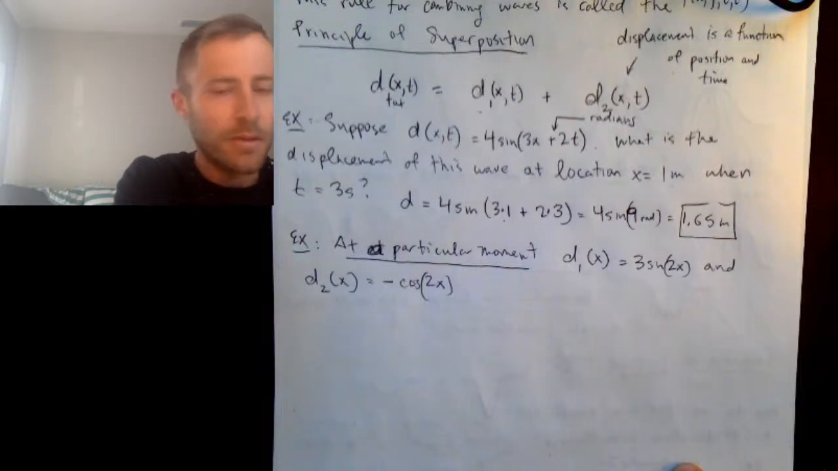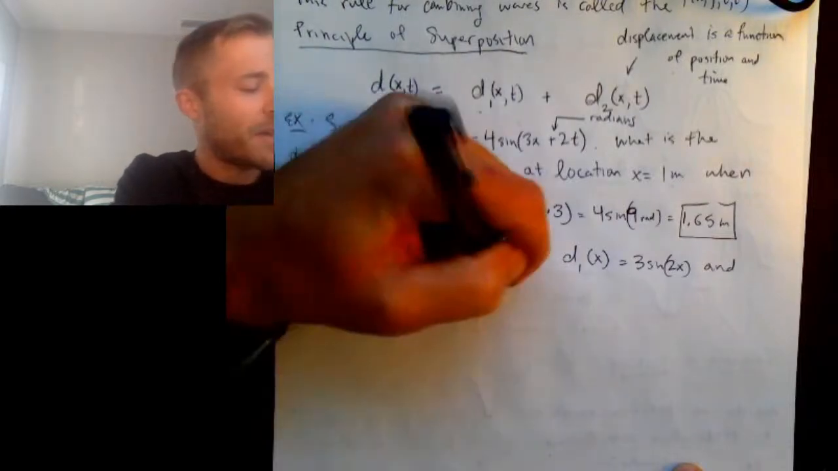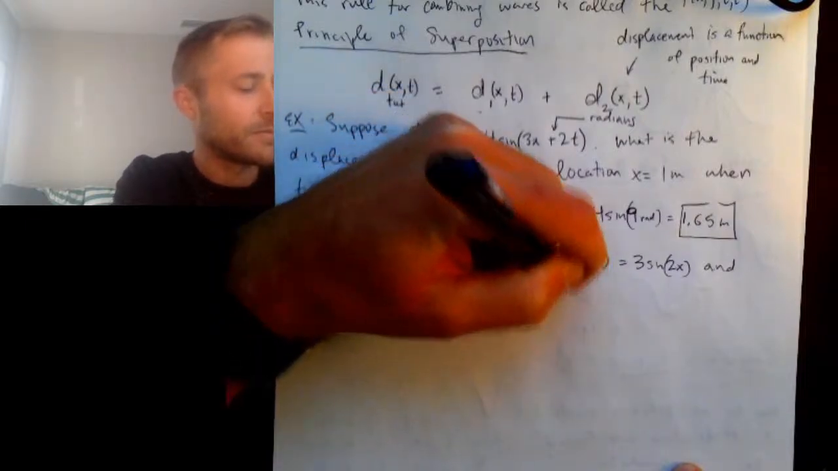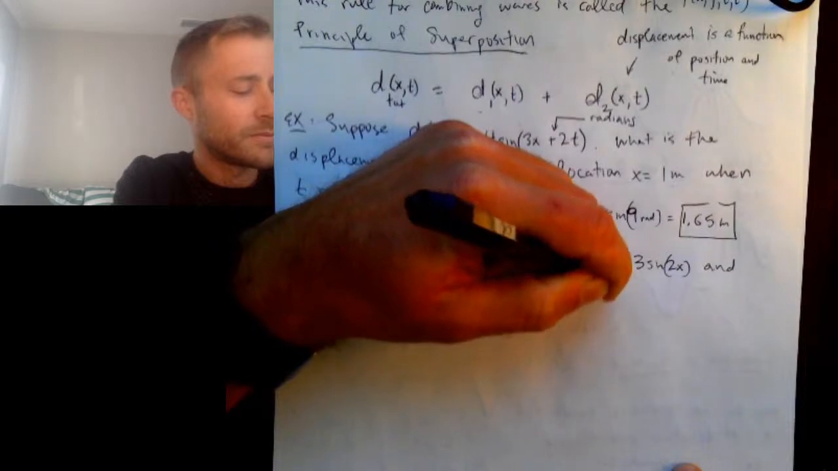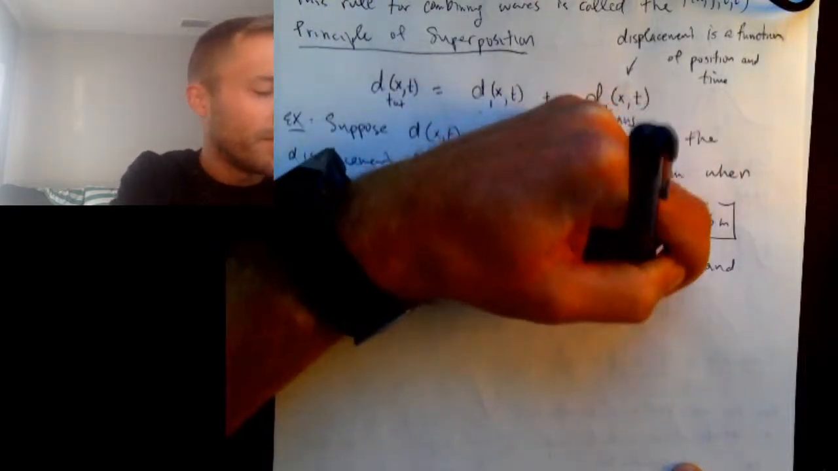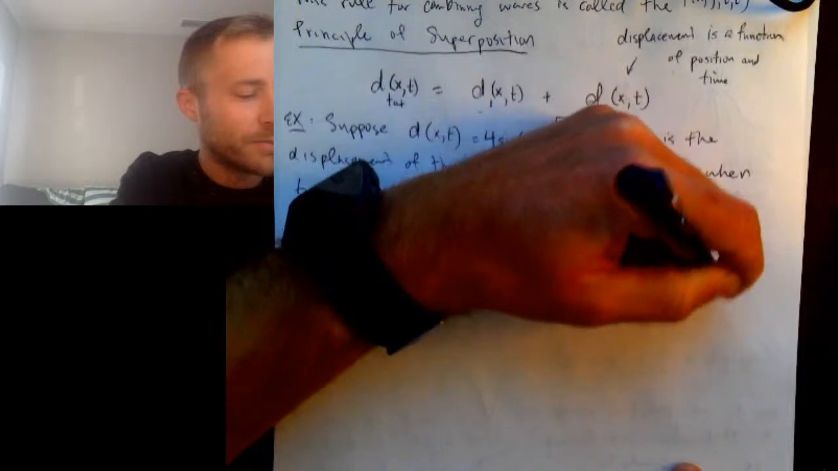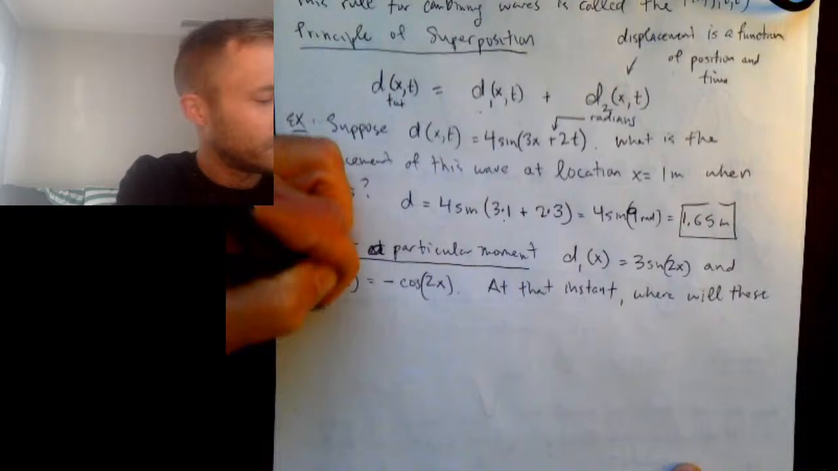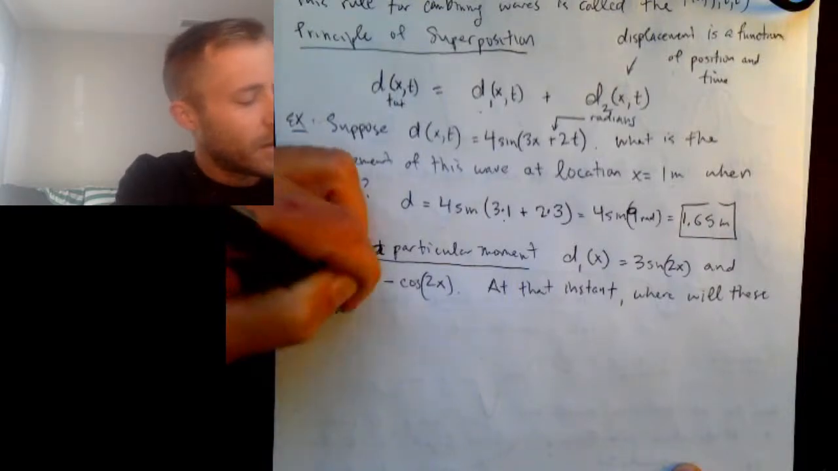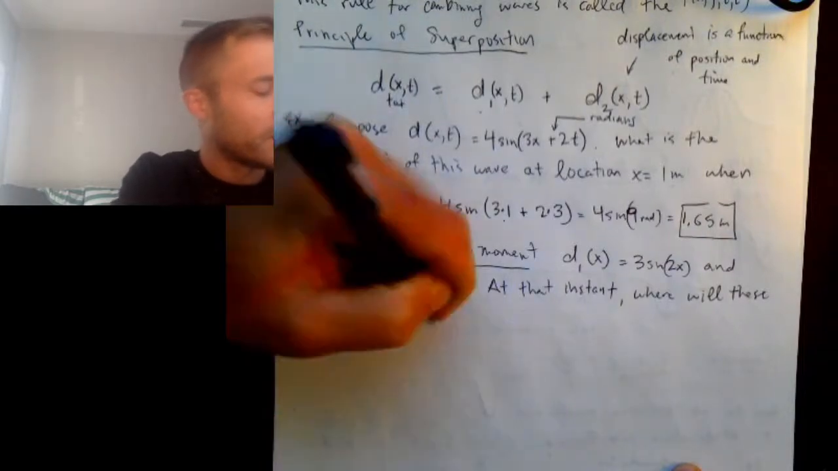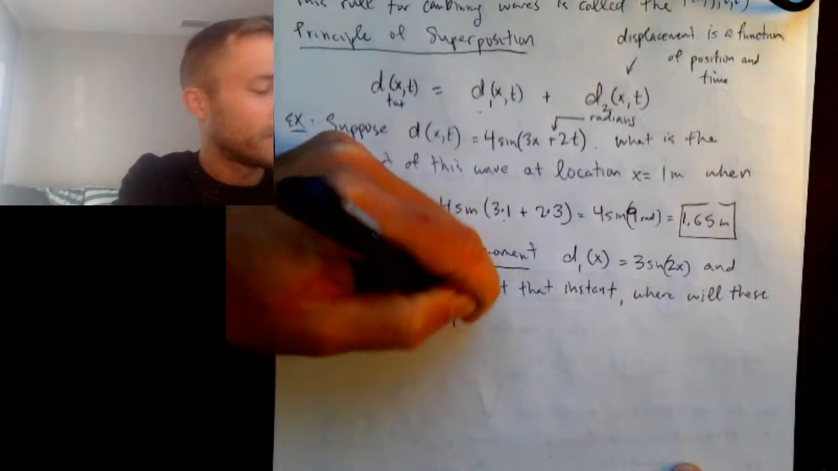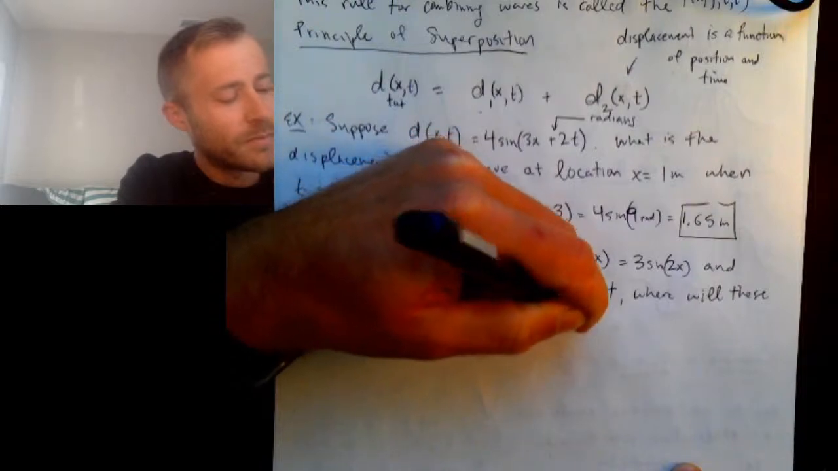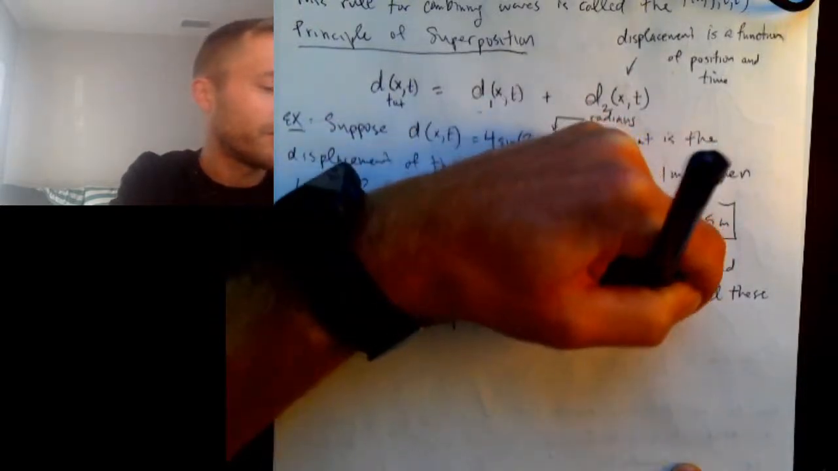So at that instant, where will these waves have completely destructive interference?